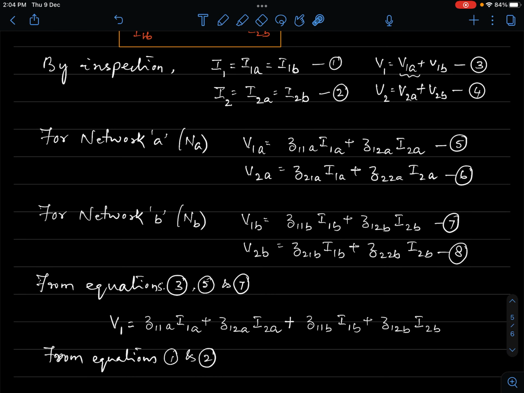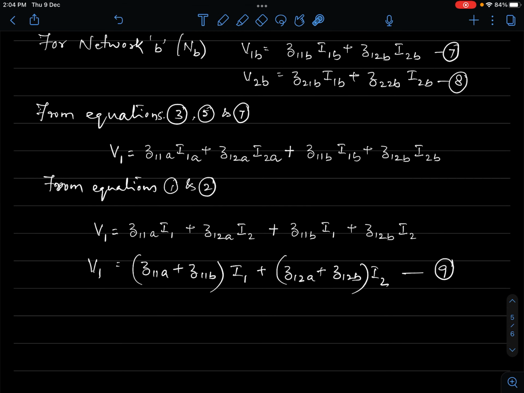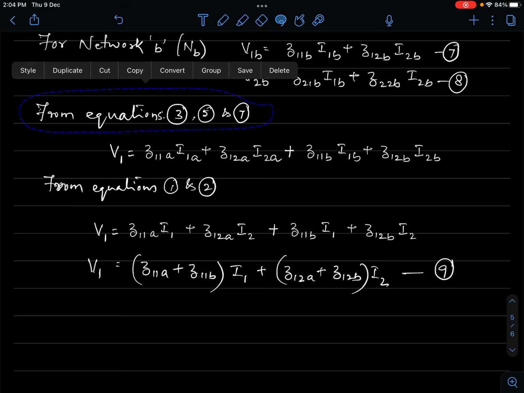So what do I do? I'll make use of 4, 6 and 8. So instead of 3, 5, 7, I'll make use of 4, 6 and 8. Okay, in equation 4, I will try to substitute 6 and 8. So from 6, I know what is V2A, and from 8, I know what is V2B. I will try to substitute for V2A and V2B in V2. So what will happen to my equation 4, 6 and 8? From equations 4, 6 and 8.